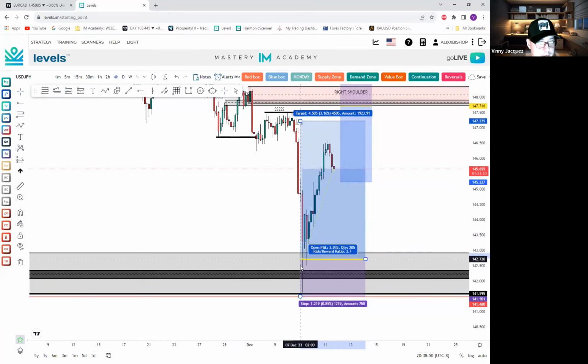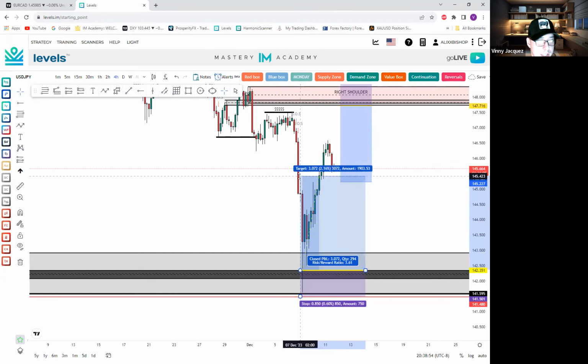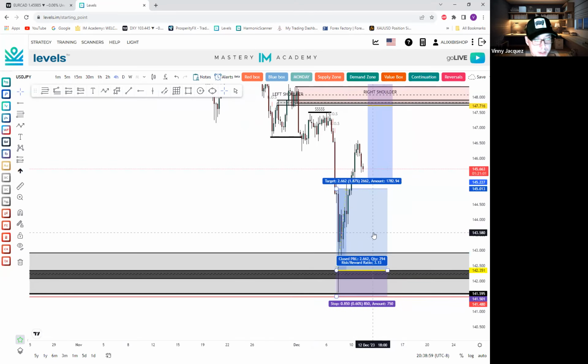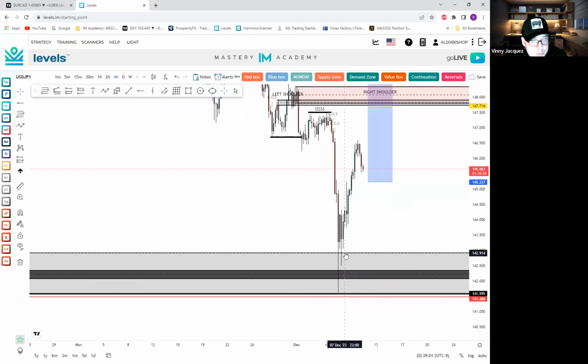And then if you took it down here at the shoulder, well, then I believe you hit TP. Yeah, 1 to 3 risk to reward. You're already up. You smack TP, which is solid. Which is super, super solid.